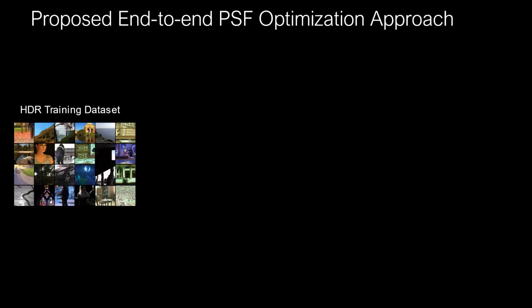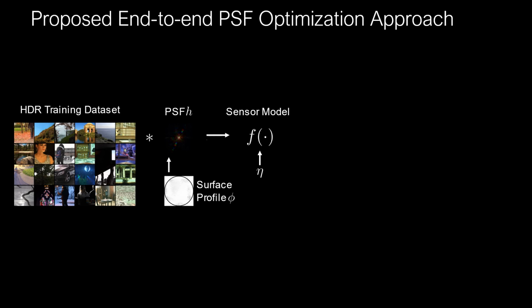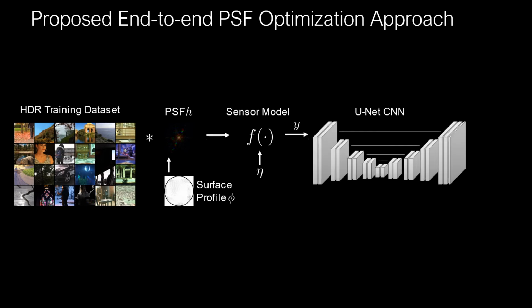With this optical model in hand, we did the following. We composed a training dataset consisting of thousands of high dynamic range images. For a given optical filter, we simulate the corresponding point spread function, as described in the previous slide. This PSF is used to simulate low dynamic range sensor images in a physically realistic manner by convolving the high dynamic range input image, saturating it on the sensor, and then adding noise. A CNN then processes the sensor images to estimate the high dynamic range scenes.